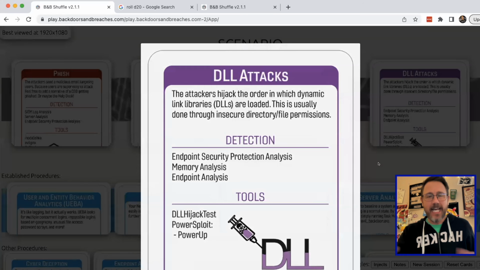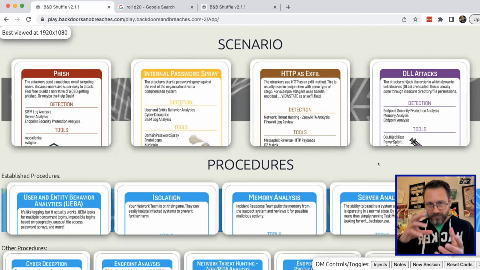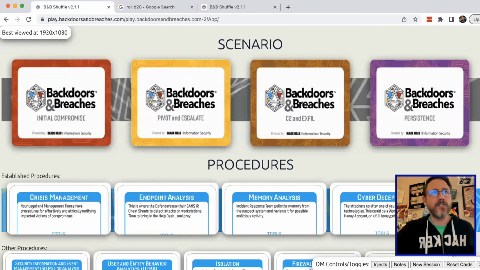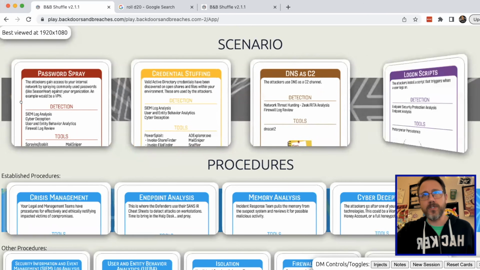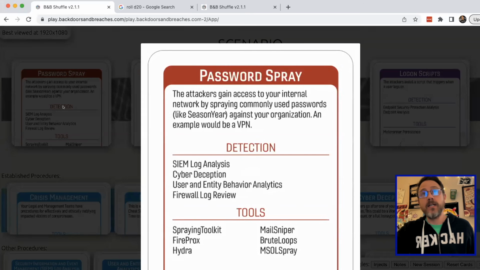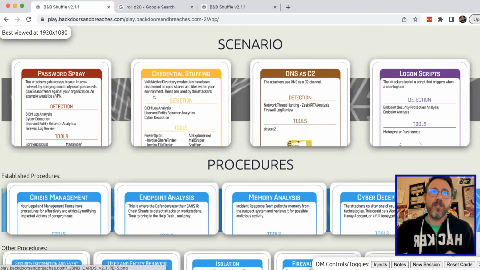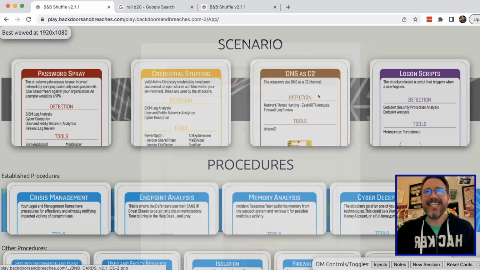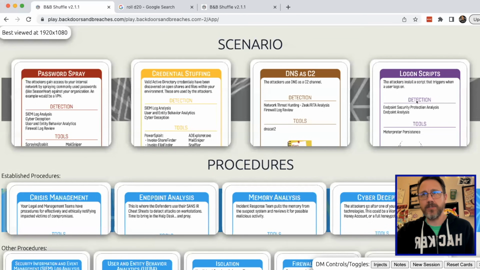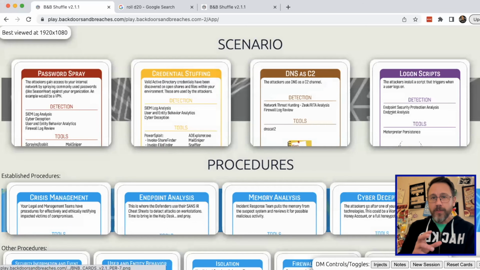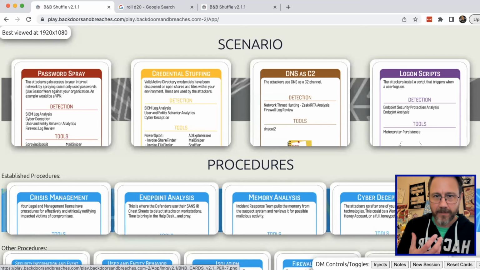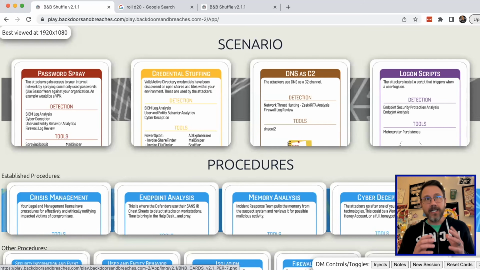And so in every deck of Backdoors and Breaches, if you have a physical deck, or if you're playing here online, and you hit refresh, you get a brand new attack scenario. So now it was a password spray, credential stuffing, DNS as C2, and then they use logon scripts as a form of persistence.